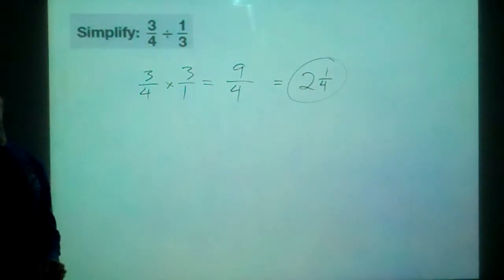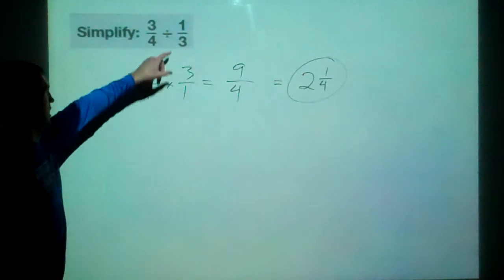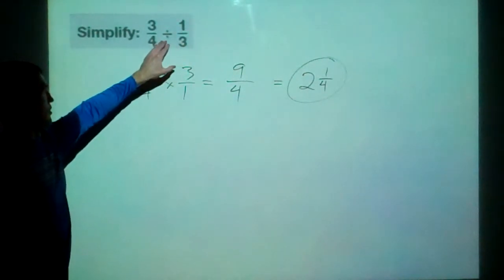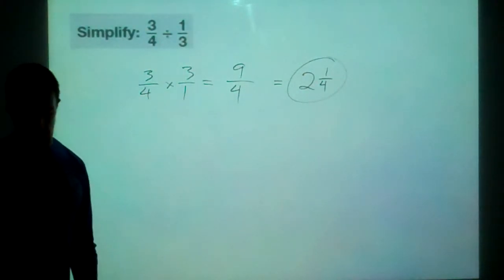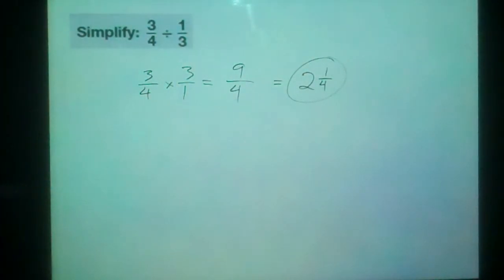So, big idea here with dividing fractions. Take your second one, or whatever you're dividing by, take the reciprocal, turn it into multiplication. Alright, we're going to talk about this a bunch more later.